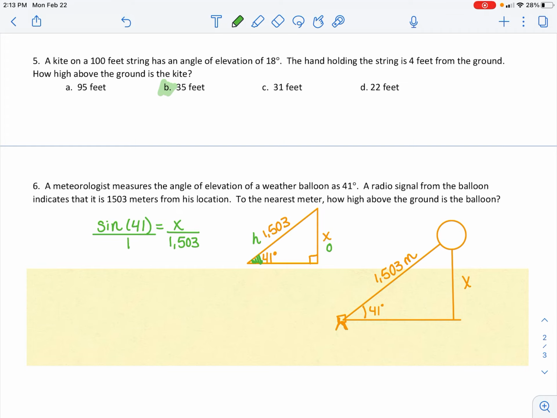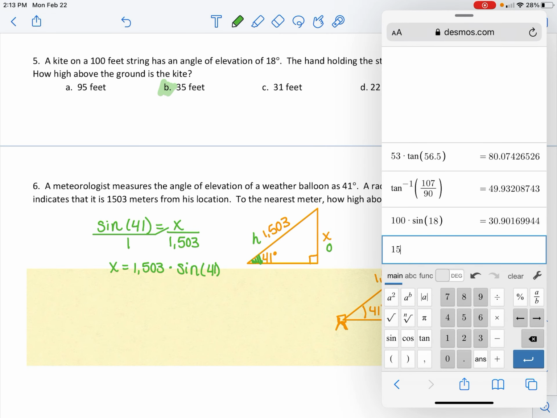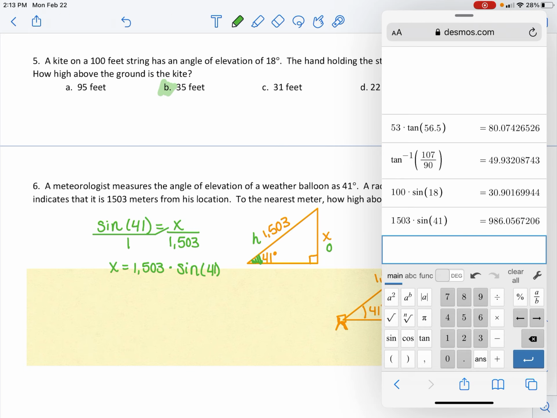Okay, again, I'm just going to cross multiply. So I have x times 1 is x. And then I have 1,503 times the sine of 41. Okay, I'm going to pull up my calculator. 1,503 times the sine of 41. And that gives me 986.056. Okay, and that keeps going.